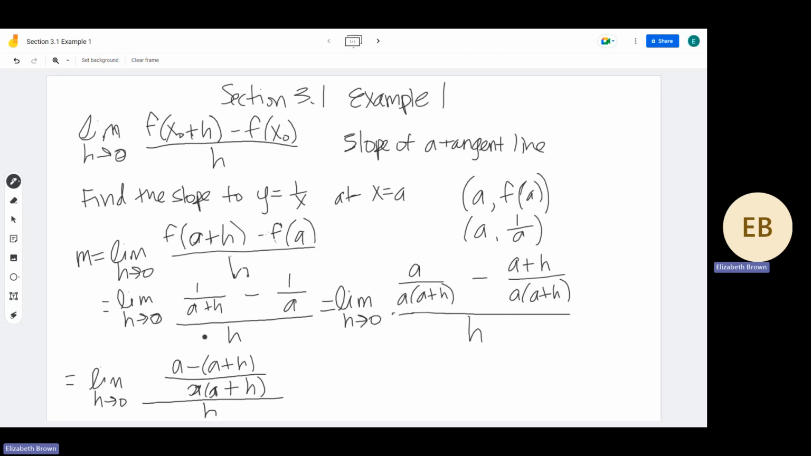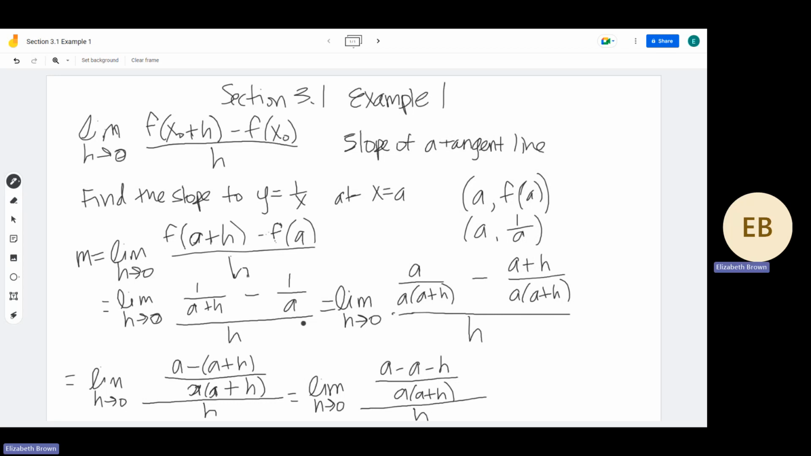Okay, so now in this numerator, we have a minus parentheses a plus h. If we distribute through this minus sign, that ends up being a minus a minus h, because this minus sign gets applied to both. Then we have a times a plus h, and finally all still divided by h.